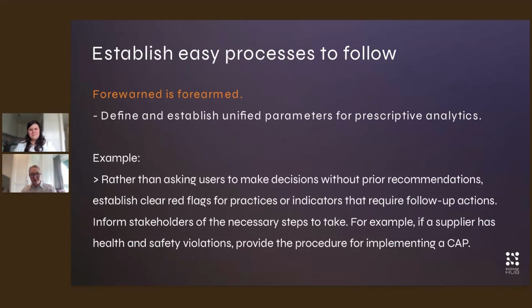Once we've done so, we want to make sure that we have processes in place for that data. So rather than asking users to make decisions without having a process in place, we want to make sure that we have things like red flags or indicators that they can lean on. An example here, let's say there's a health and safety violation. We want to make sure that everyone that sees this understands what the next steps are, and if the next step, for instance, is to implement a corrective action plan, they know how to do so.